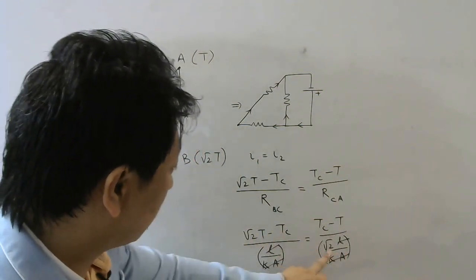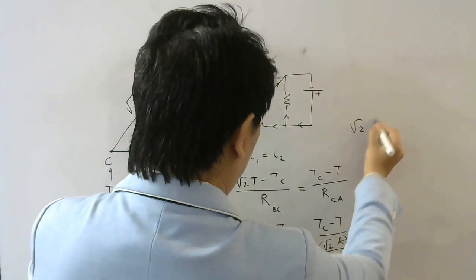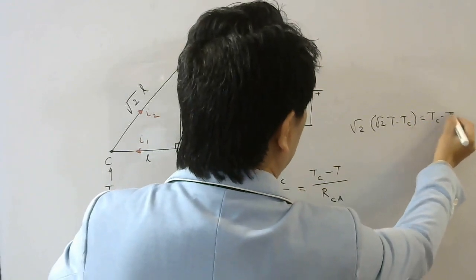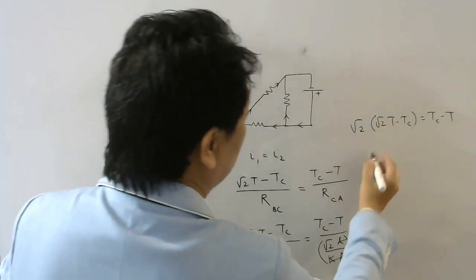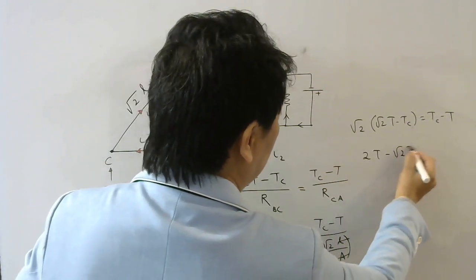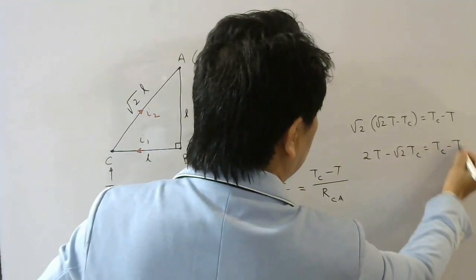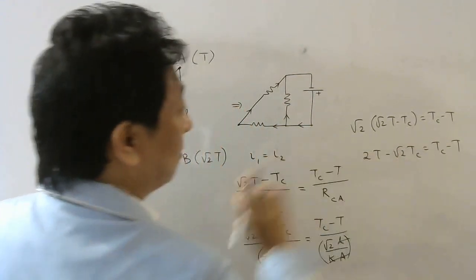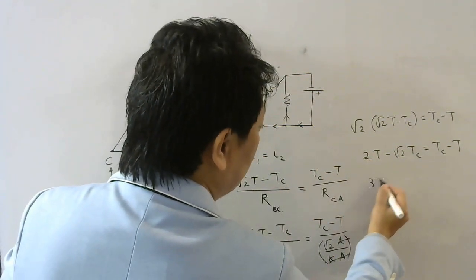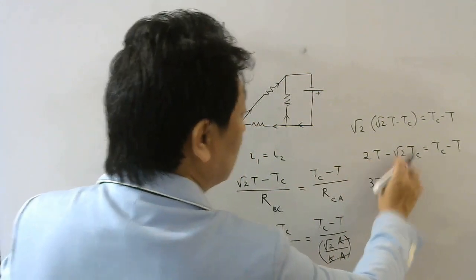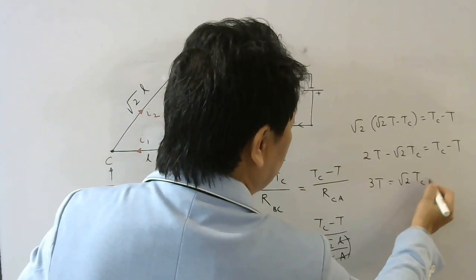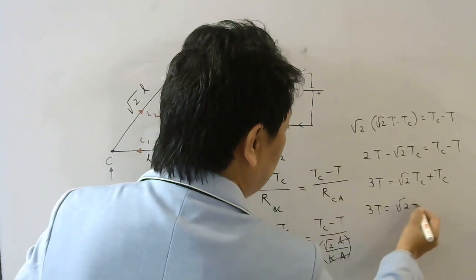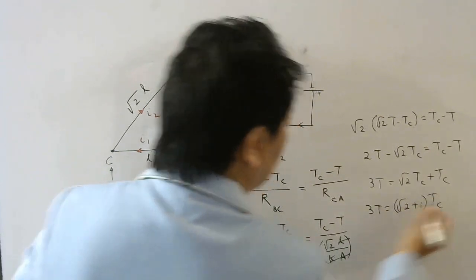So if you cross multiply √2 here, you will get √2 times (√2T minus Tc) equals Tc minus T, right? So √2 times √2 will give you 2T minus √2 Tc equal to Tc minus T. Minus T will come this side. 2T and this minus T, when it comes here, it will become plus T. So 2T plus T will be 3T. Minus √2 Tc will go that side. So √2 Tc plus this Tc is already here, right? So 3T equal to (√2 plus 1), common will be Tc.